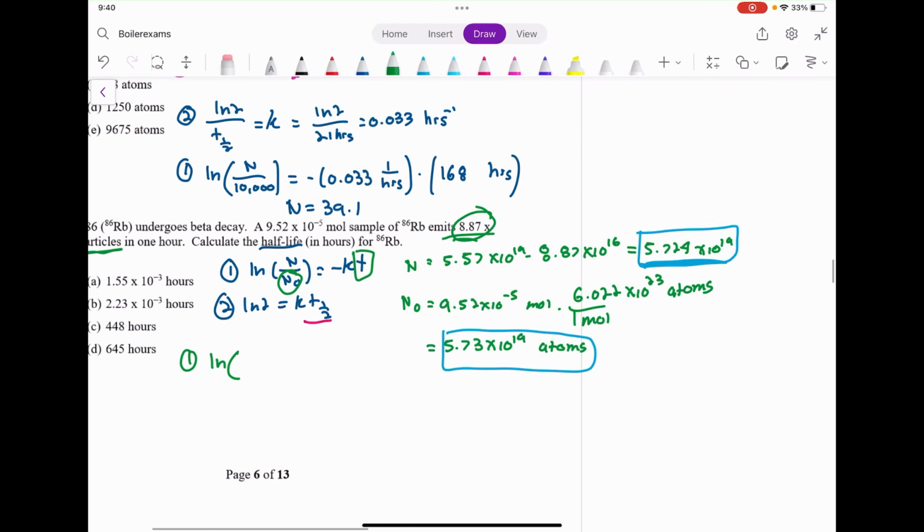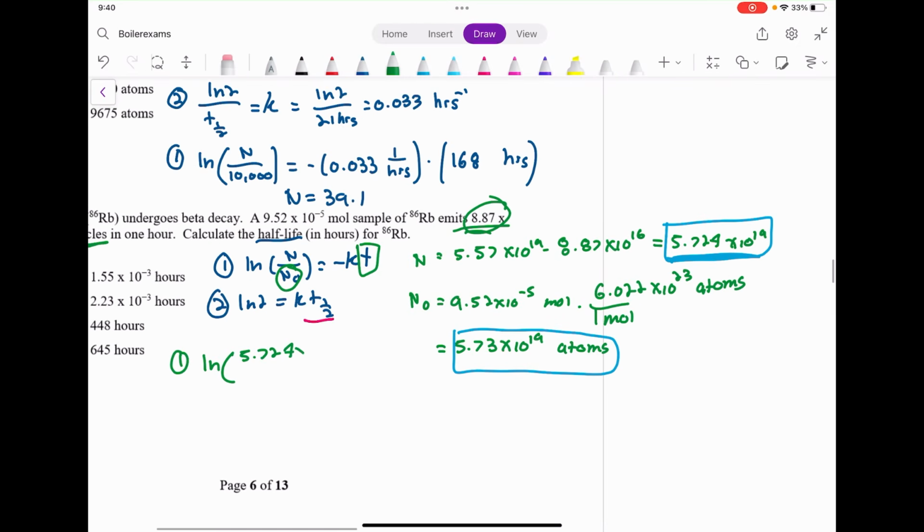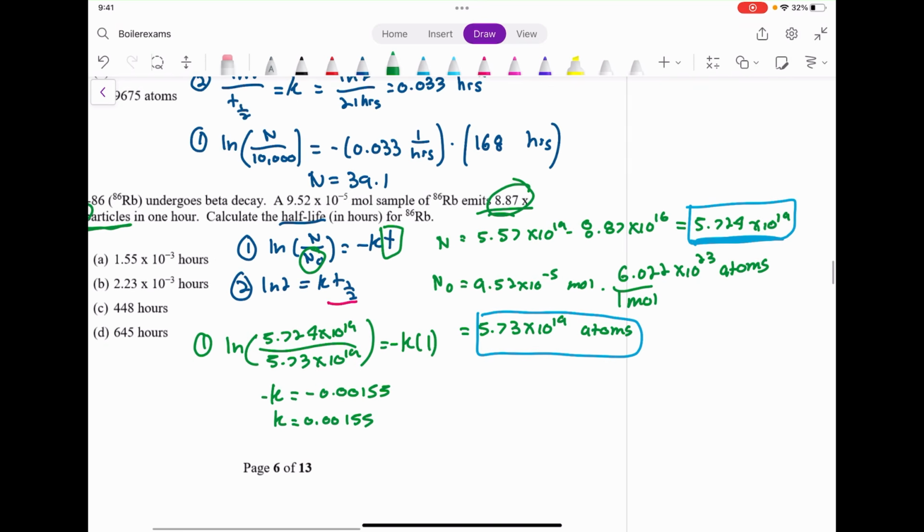So let's throw these in here. We got 5.724 times 10 to the 19 all over 5.73 times 10 to the 19. Divide these. And that equals negative k, and then we set the time equal to 1 hour. So if we solve for k, I get negative k is equal to negative 0.00155. k is equal to 0.00155. Okay, I have k.